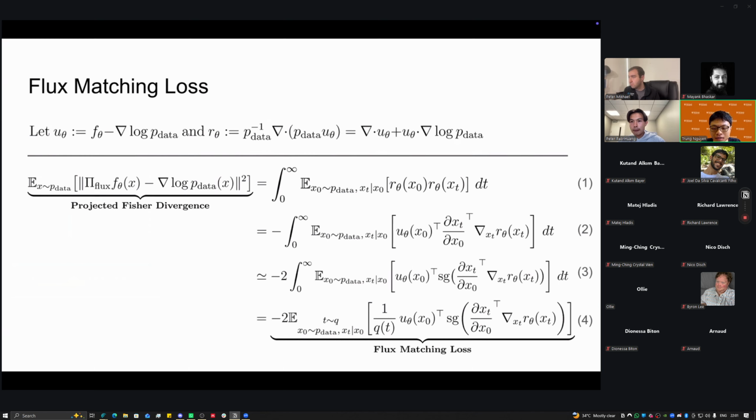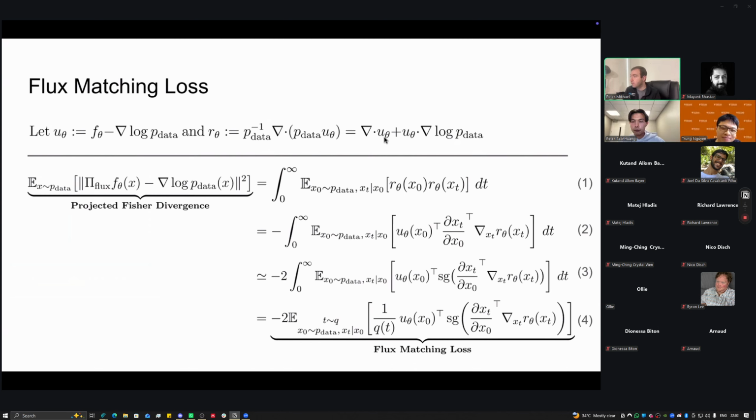Actually, the 1 over p data cancels out, because when you expand the divergence of the flux, you get this additional p data term that will cancel out with this inverse of p data, which is why we get this term here. Otherwise, having this inverse of p data would be quite difficult to work with. But it comes out to become this equation here. So all we need is the score and then the u data.